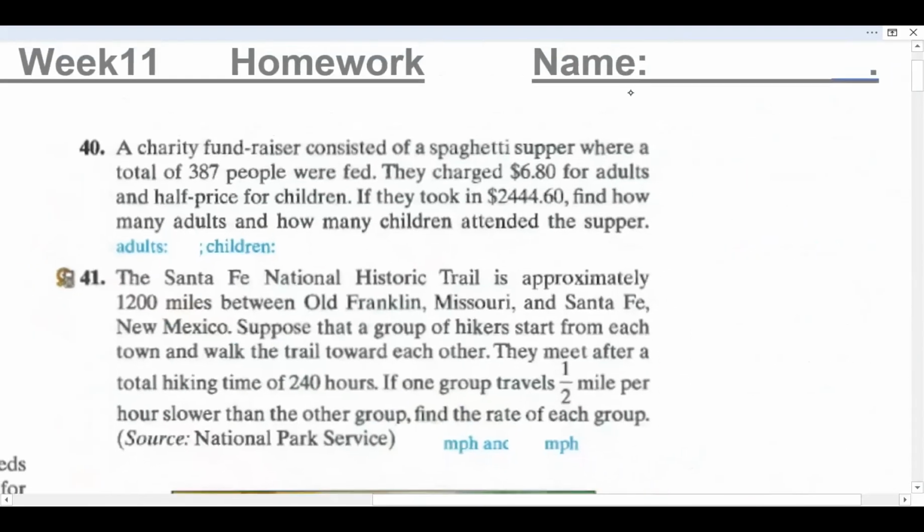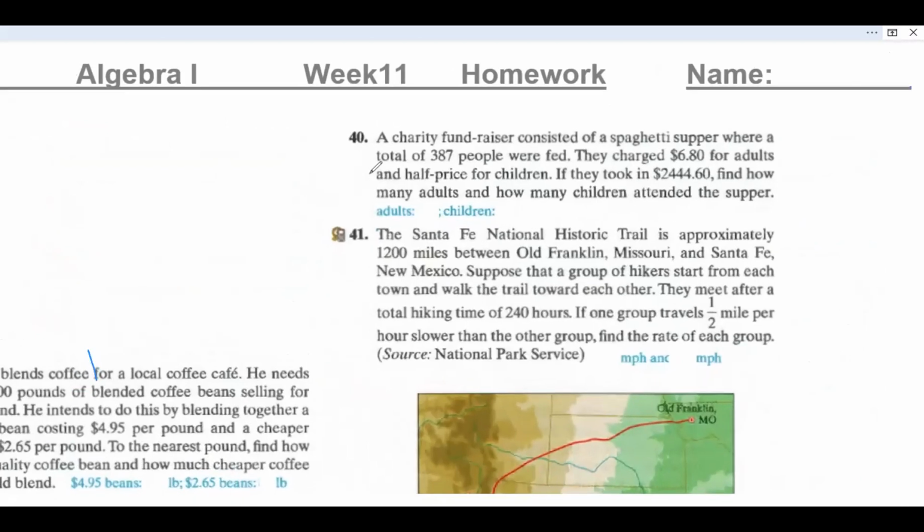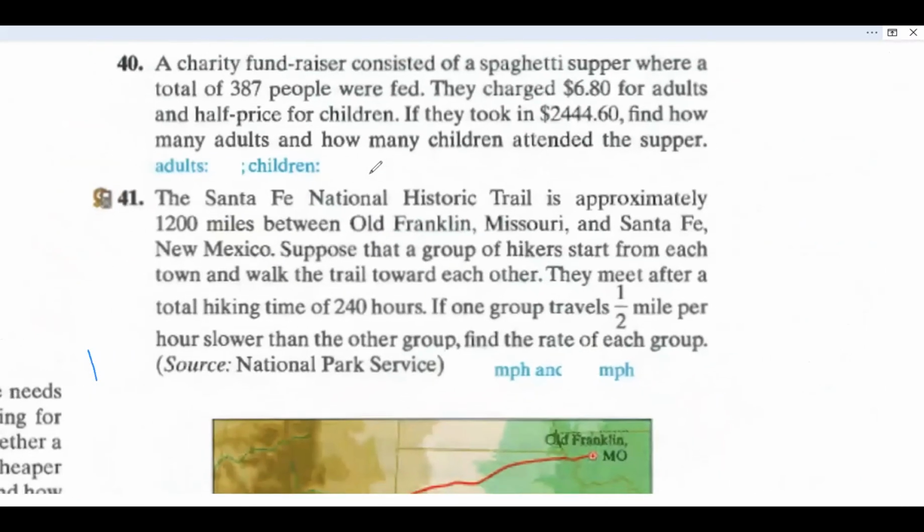41. All right, the Santa Fe National Park. That actually includes this picture here. Let me zoom in a little bit more.